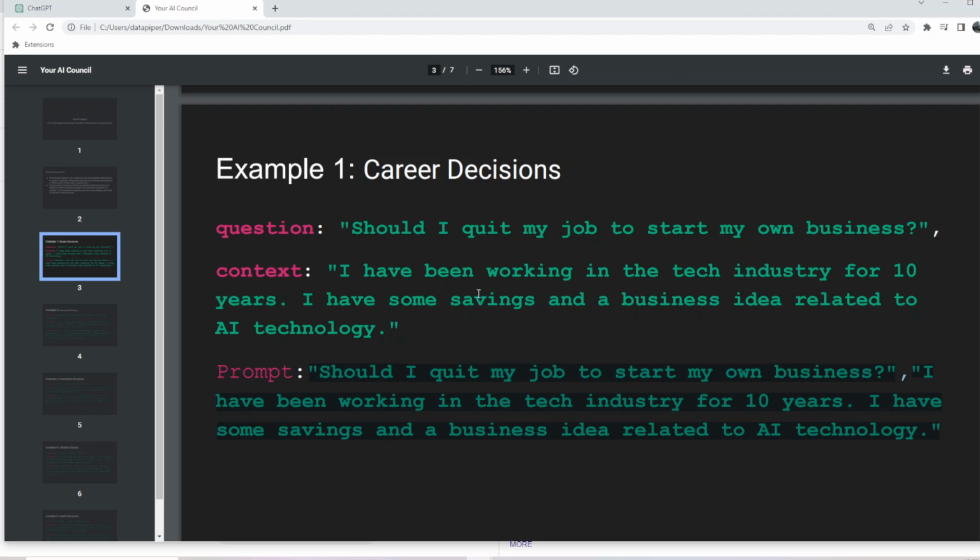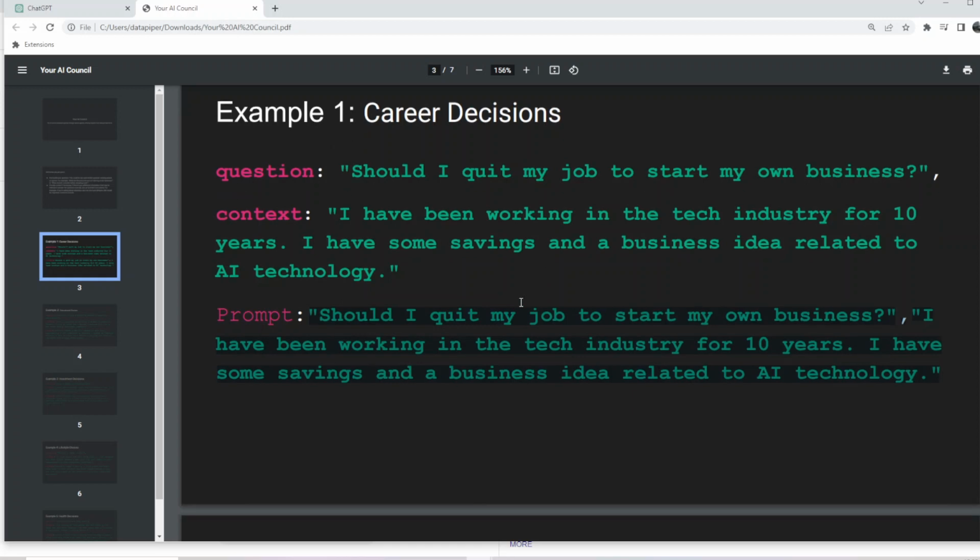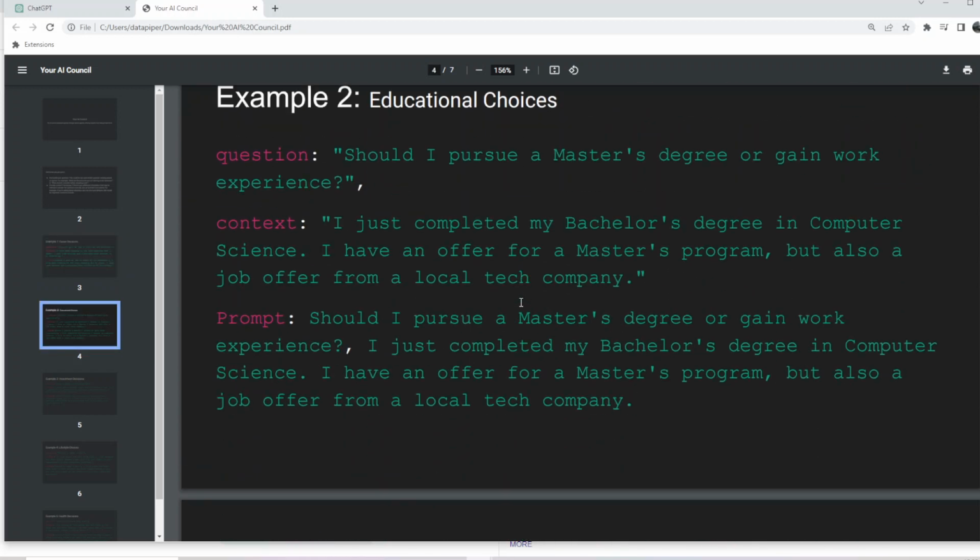And similarly, we'll look at some more use cases. You might not be career oriented. Your passion may be something else. Or if you are a student, let's look at the education perspective. I think many of us go through this. Should I gain more experience or should I just pursue my master's after bachelor's? Basically, I just completed my bachelor's degree in computer science. I have an offer from a master's program and also a job offer from a tech company. Which one should I take? Or you can give more perspective too.